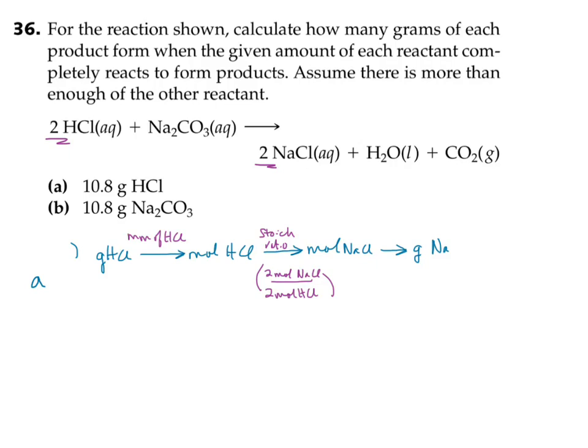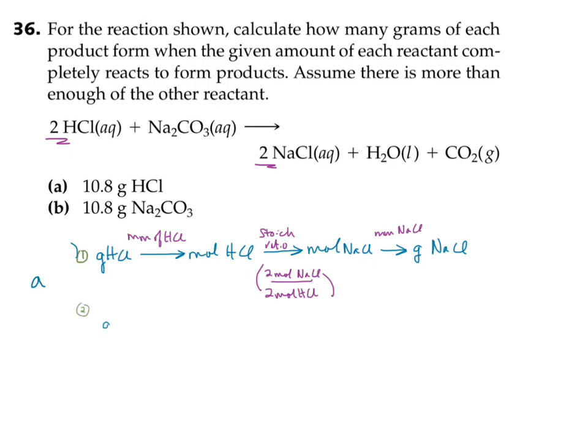Then you're going to insert the stoichiometric ratio. I showed you what you've been doing: if we're trying to get to NaCl, we'll put moles of NaCl, and if we're starting from HCl, we'll put moles of HCl. Those 2's came from the balanced equation. That will get you to moles of NaCl, and then we use the molar mass of NaCl to get to grams of NaCl. That would be the first of 3 for part A.